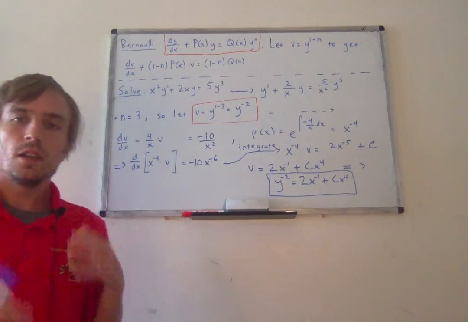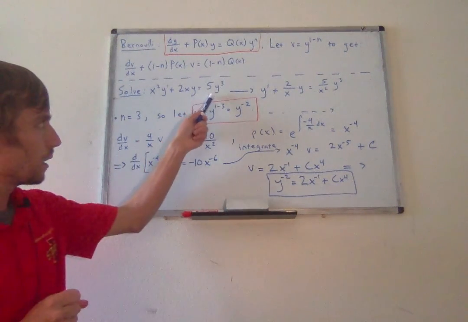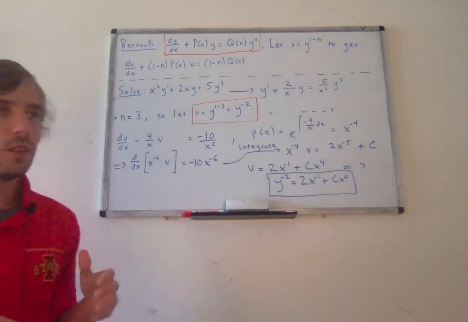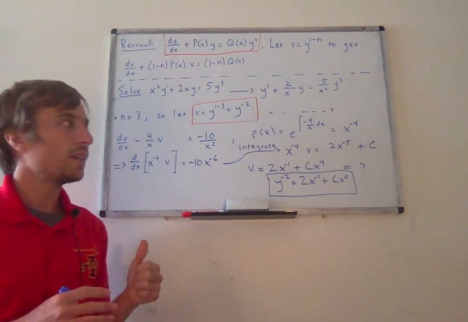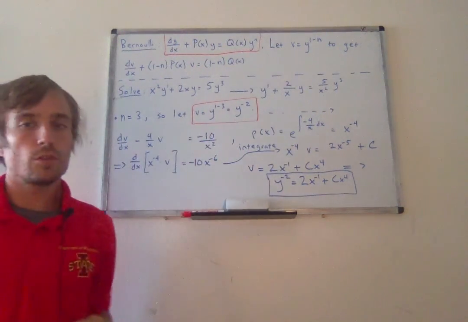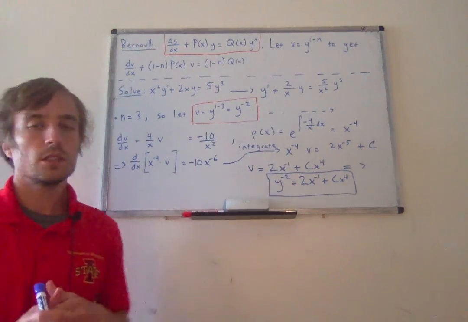So yeah, Bernoulli, basically you're just looking for that power of y for this form that looks almost like the linear equation we had. And then what you're doing is using this nice substitution to transform it into the linear form, which we can solve.